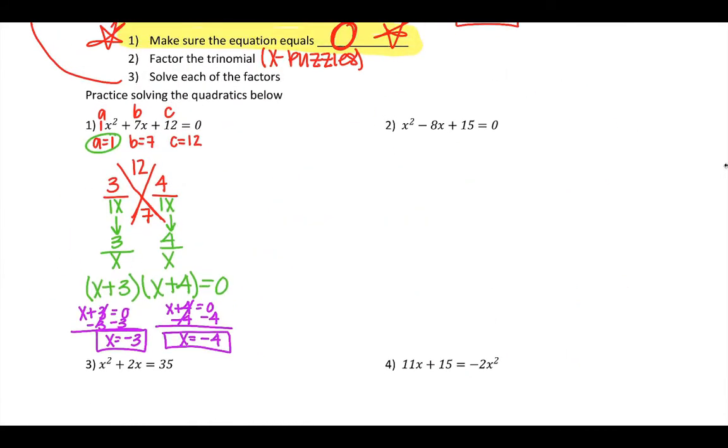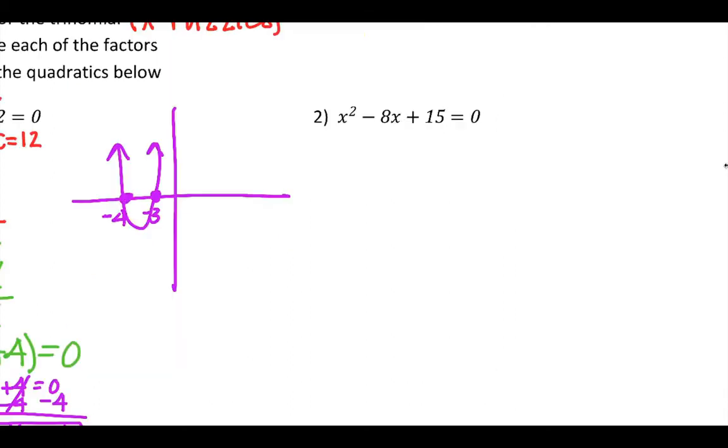Again, if we were to graph this, it would cross at negative 3 and negative 4, which would be the solution there. Ta-da! So not bad. So the 3 things we know how to do, we're just combining it all into one. So again, let's do this one.